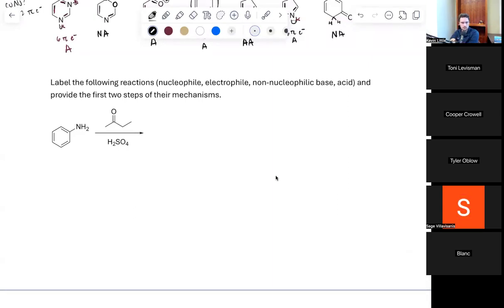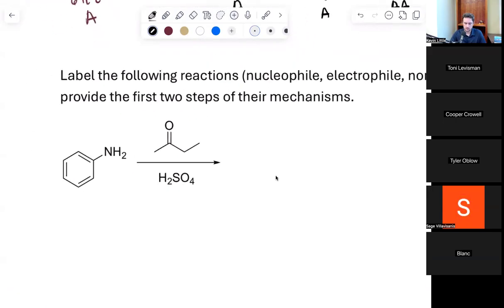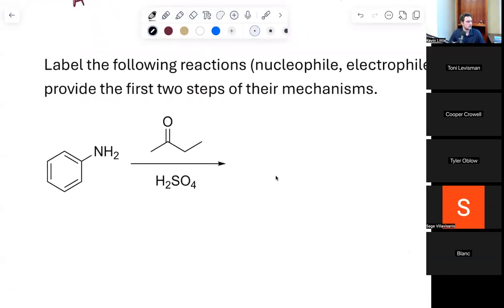So this part is the labeling of reactions. Are you keeping up with how we're talking about reactions, how we're thinking about reactions? Do I have a nucleophile in this picture? Yes. Where? The NH2. Yeah, this is my nucleophile, the NH2, specifically the nitrogen.